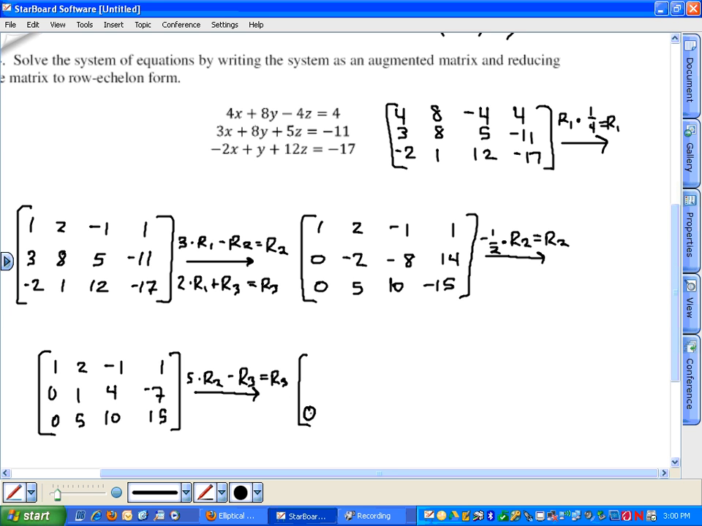So start there, 0. Now 5 times row 2 is 5. 5 minus 5 is 0. 5 times row 2 here is 20. 20 minus 10 is 10. 5 times row 2 is negative 35. Negative 35 plus 15 is negative 20.